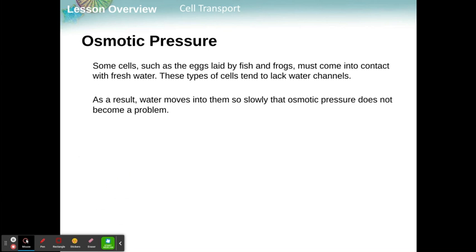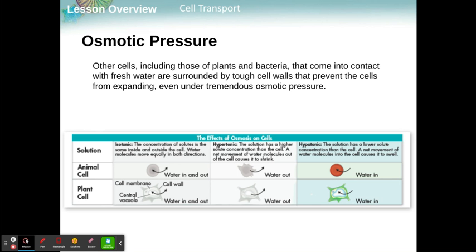Now, some cells, like the eggs laid by fish and frogs, must come into contact with fresh water. These types of cells tend to lack water channels. So water moves into them slowly, so slowly that osmotic pressure does not become a problem. So it is important to remember that eggs are, in fact, going to be a single cell.